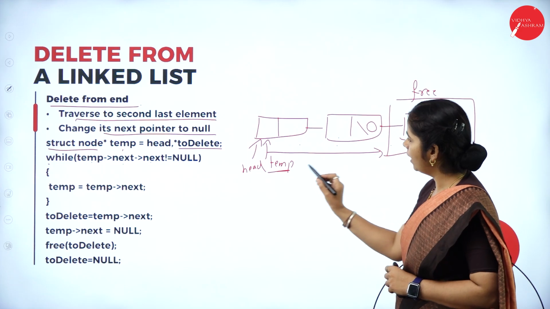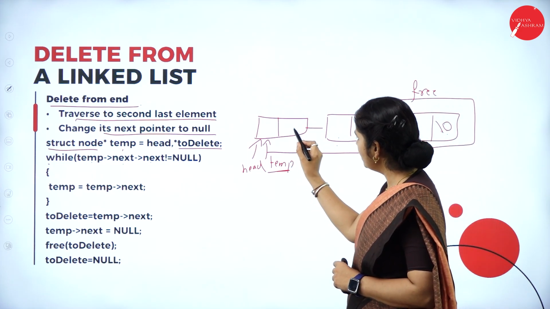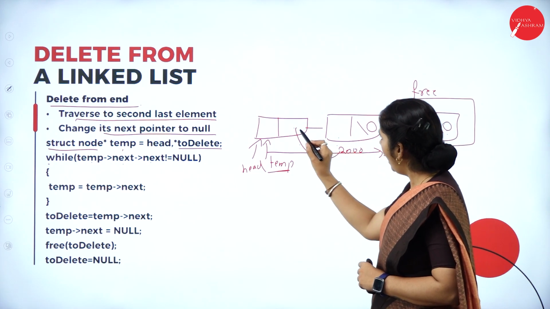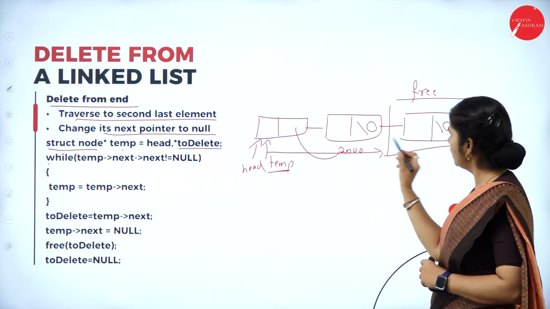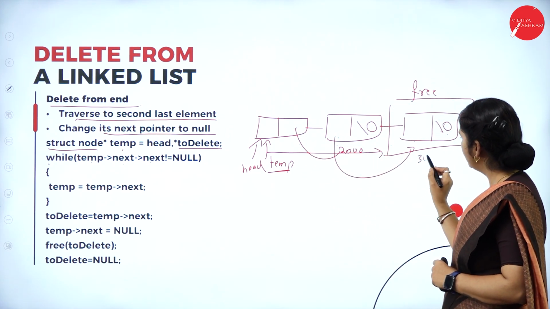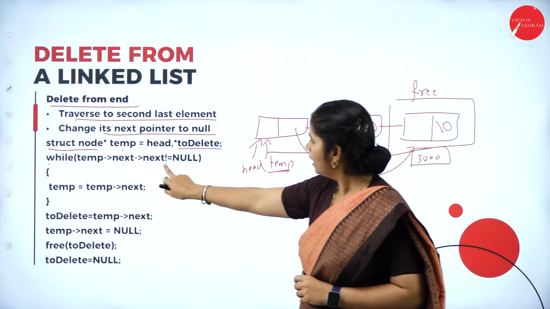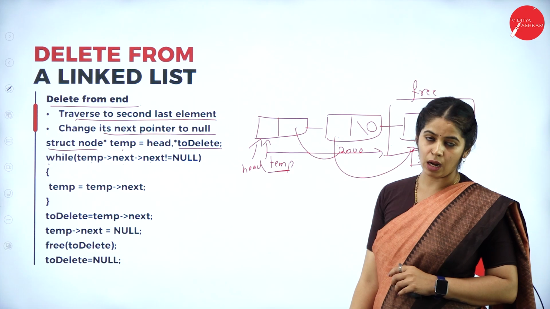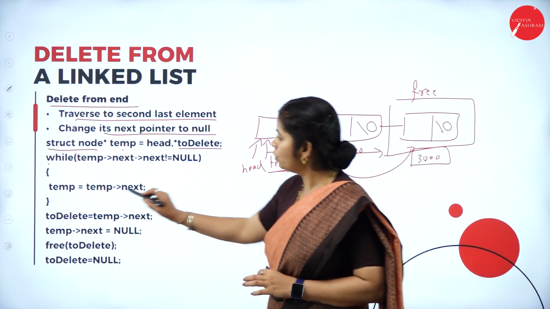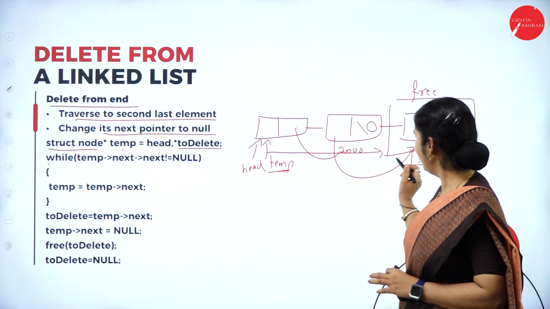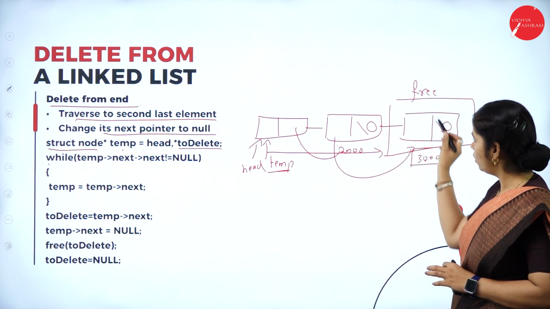What is temp of next? Now this is temp. Temp of next will be the address of this node, and temp of next of next will be the address of this node. If this node is not equal to null, what we have to do? We have to increment the temp pointer. But in this case, it is equal to null. So what are we doing?